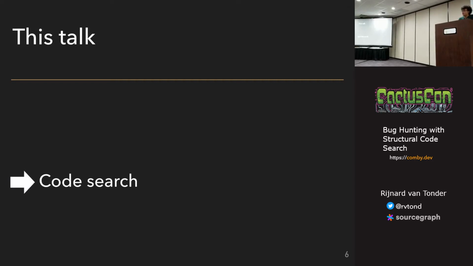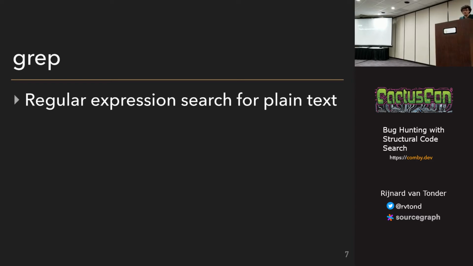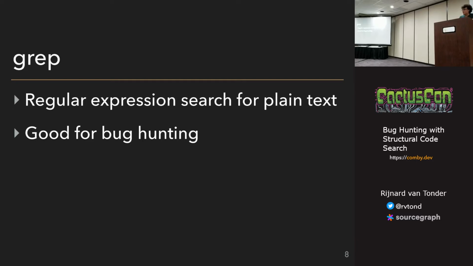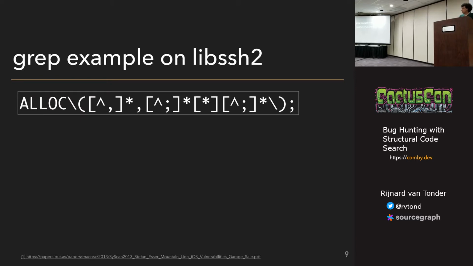So this talk is about code search and hunting for bugs. A lot of you are probably familiar with grep. Grep is a regular expression-based search that works on plain text. It's good for bug hunting. A lot of people have used grep to initially find patterns of code that look suspicious or find buggy code. I want to run with an example of one pattern that I simplified that was used in the past to find some buggy code in an SSH library. There are more details about this in the link at the bottom, and you can get the slides afterwards from me if you're interested in delving more deeply into that.